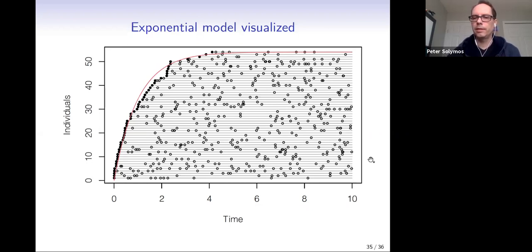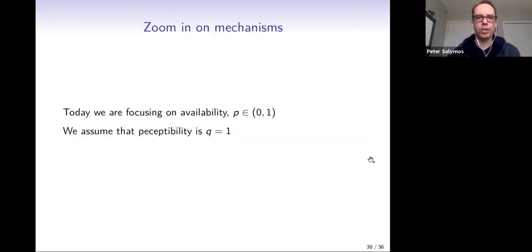So this is my quick introduction. And we are going to ignore perceptibility for today. So Q is going to be 1, but P is going to be something between 0 and 1.